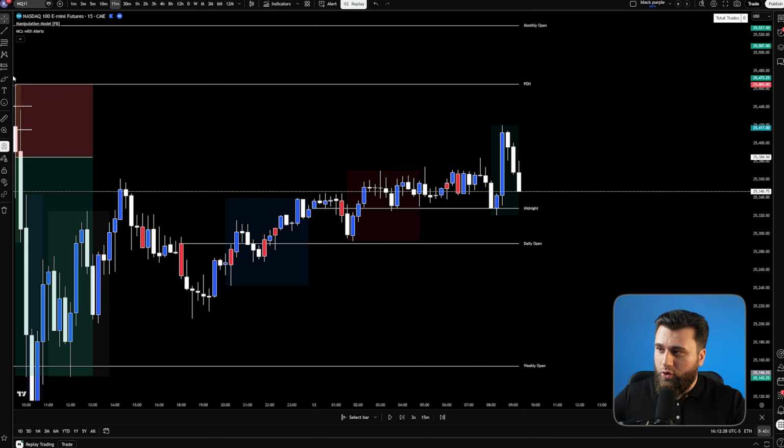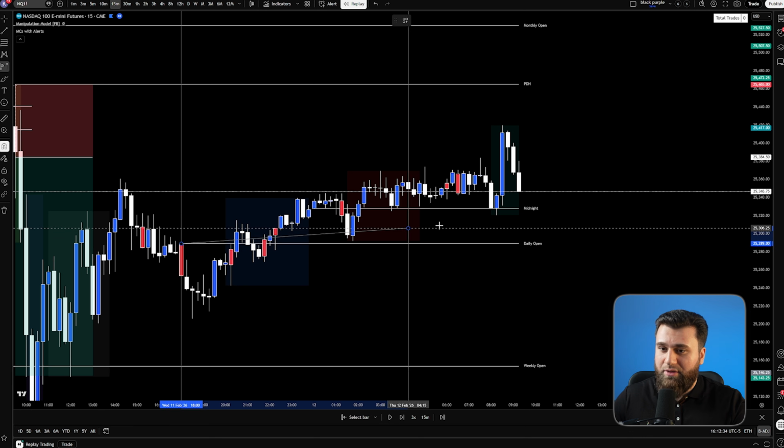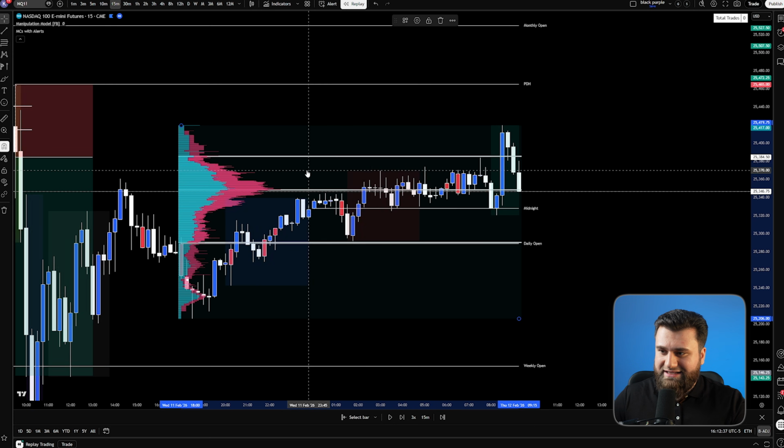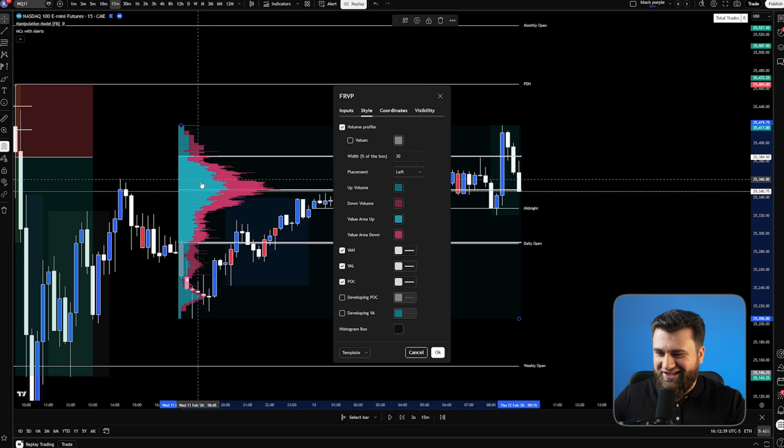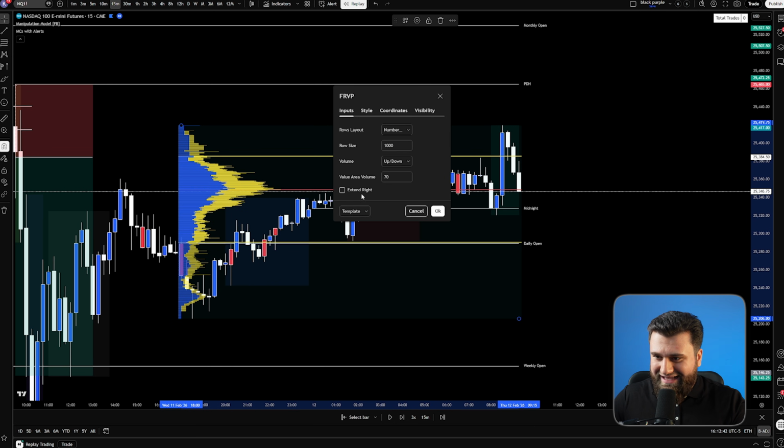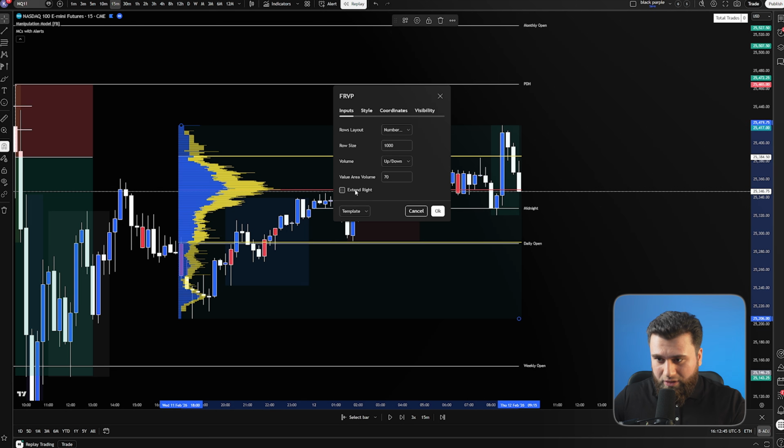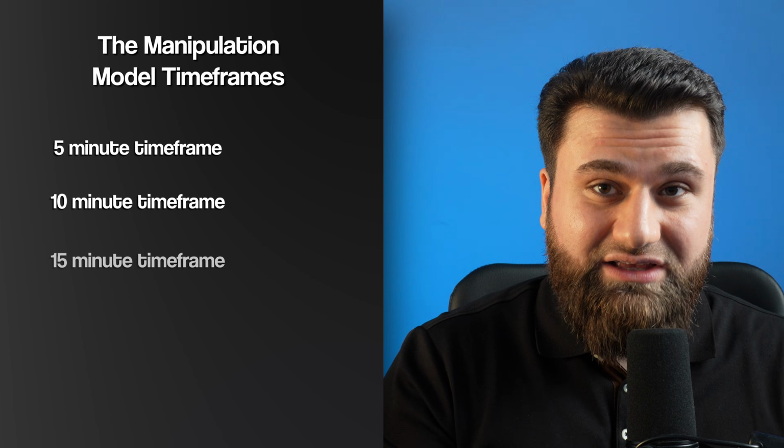Step one, we're gonna go ahead to the left to projection, take out the fixed range volume profile, go to 6 p.m. Eastern Standard Time and draw it all the way to the right hand side, and then of course change the colors again, then change the main settings, which is extend right. So let me show you now that this actually also works on the 15-minute time frame. The 5-minute, 10-minute and the 15-minute is there.